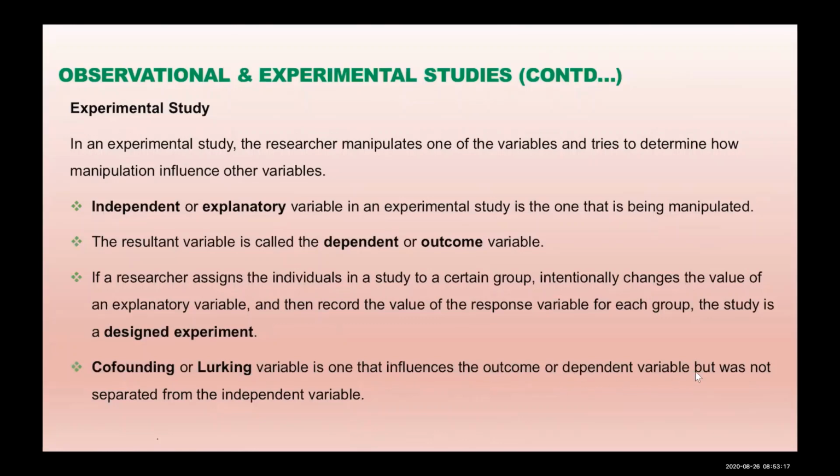Okay, outcome or dependent variable, but was not separated from the independent variable. They must be dependent on the independent variable, but the influence is made on these two variables. So confounding or lurking variable is one that influences the outcome. Here, the influence is on the outcome variable or the dependent variable. In general, listen here, in general, the changes are made in independent or explanatory variable. If the changes are made on dependent or outcome variable, in that case, those variables are called confounding or lurking variable. That is the meaning of that.